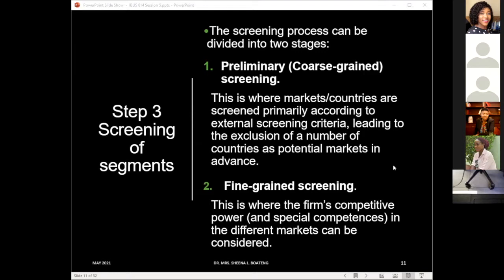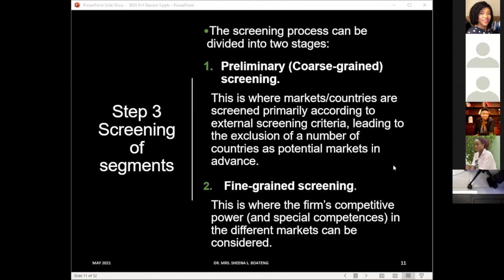Then the fine-grained screening is where we look at the firm's competitive power. So this one becomes more specific in relation to the firm's internal situation. And this is where we delve deeper into the issue of firm competencies and resources, right? In some literature, you'll see competencies being used synonymously with capabilities. And here we delve deeper into capabilities and competencies by looking closely at distinctive capabilities, or what other literature will refer to as core competencies.